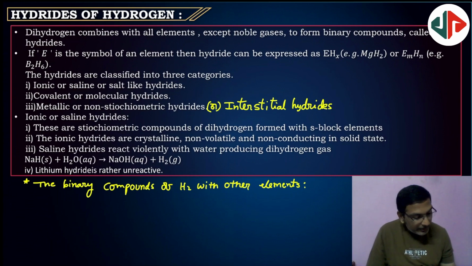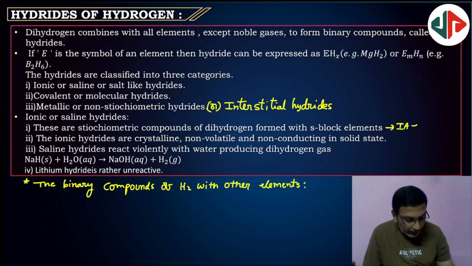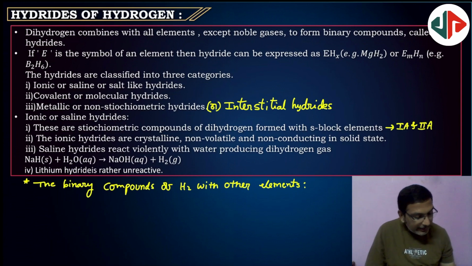Next, let us talk about ionic saline hydrates. These are the stoichiometric compounds of dihydrogen with s-block elements. So we know s-block elements are 1A and 2A groups. Next, ionic hydrates are crystalline, non-volatile and non-conducting in solid state. These are the properties of ionic compounds, you know. Most of the ionic compounds are crystalline, non-volatile. They do not become vapor easily. And non-conducting, bad conductors in solid state.